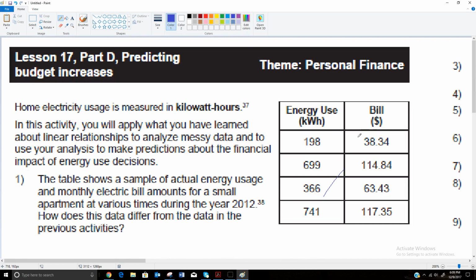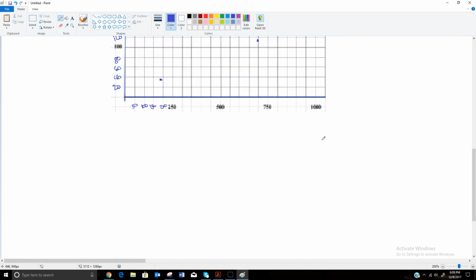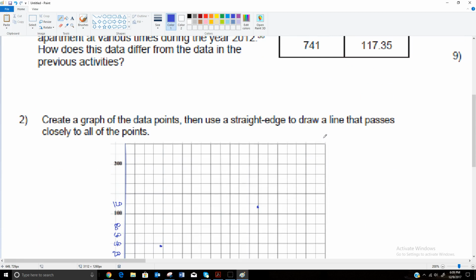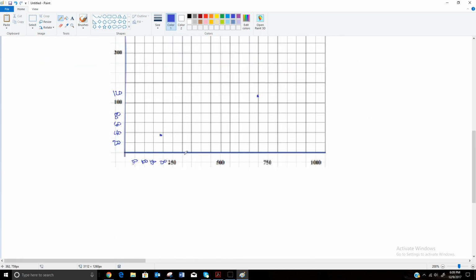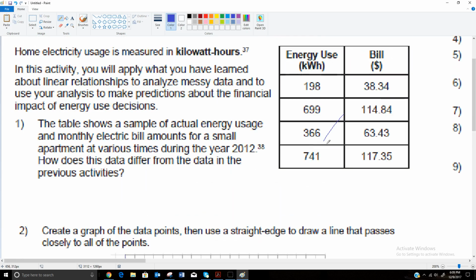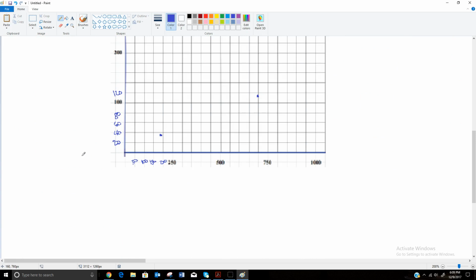And then we have 366, 63.66. So there's 250, 300, 350, 400. So 366 would be about here, and then I need to go up to 63.66.